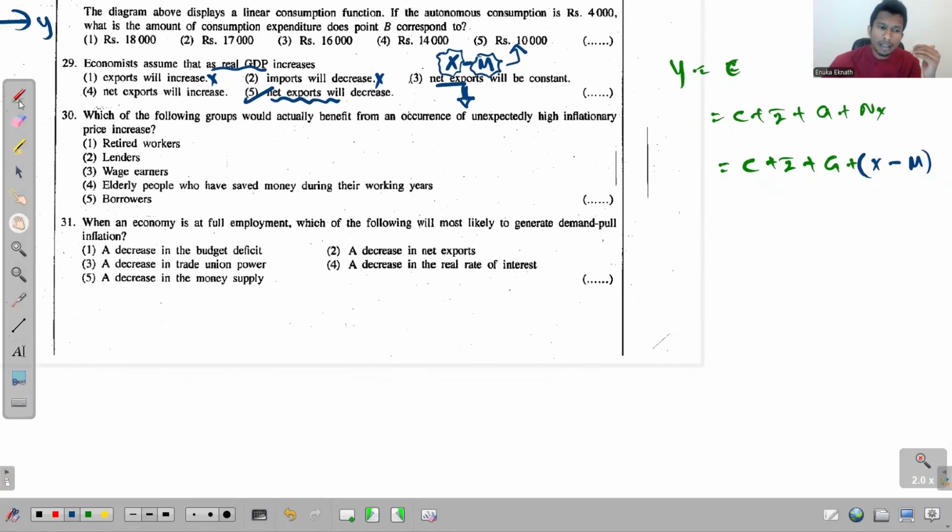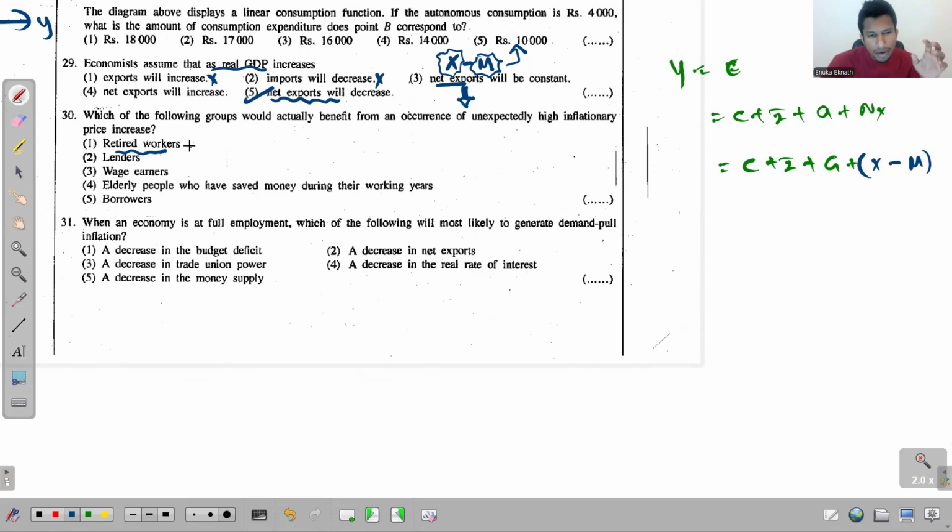Right, the 30th question: which of the following groups would actually benefit from an occurrence of unexpectedly high inflationary price increase? See, during an inflationary period, there are parties who get benefited, and at the same time, there are parties who get affected. For example, if you look at the retired workers, their income is fixed.